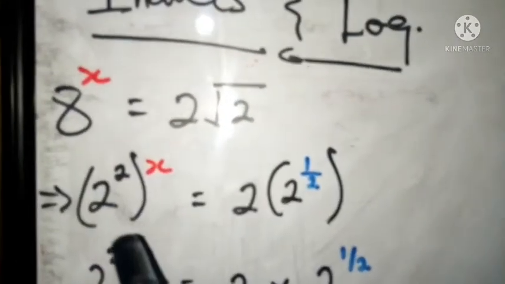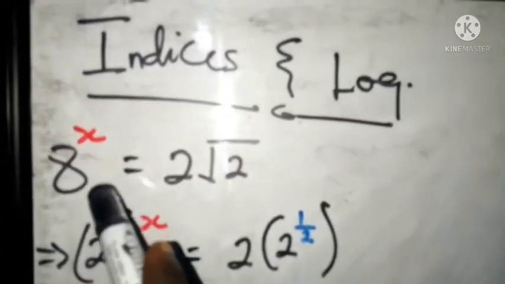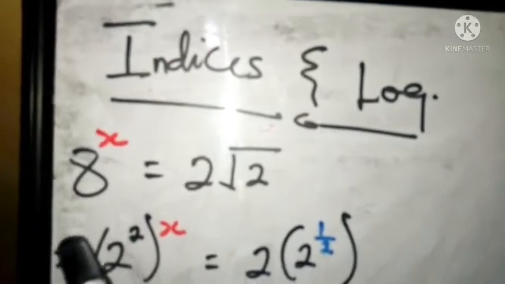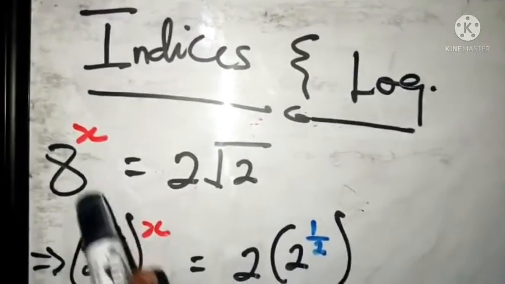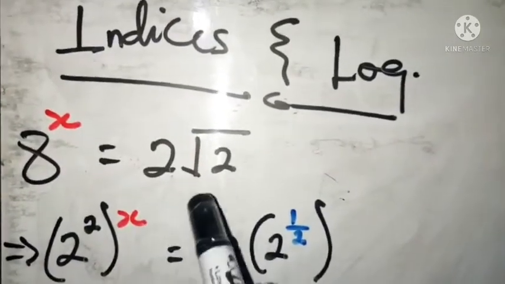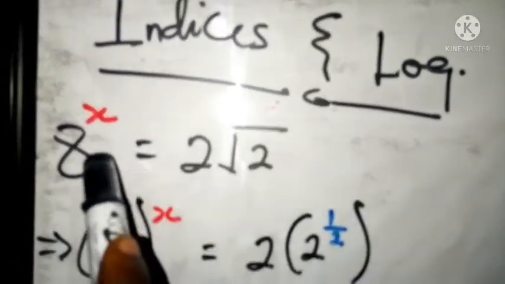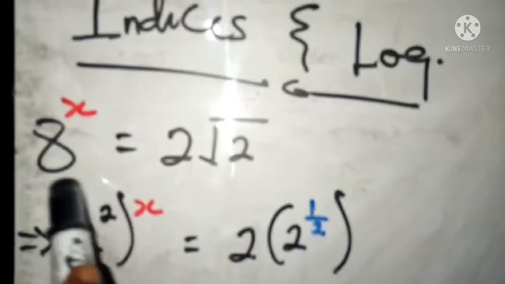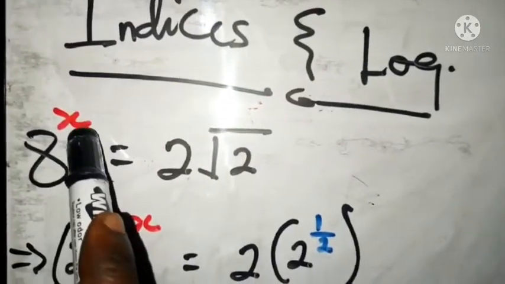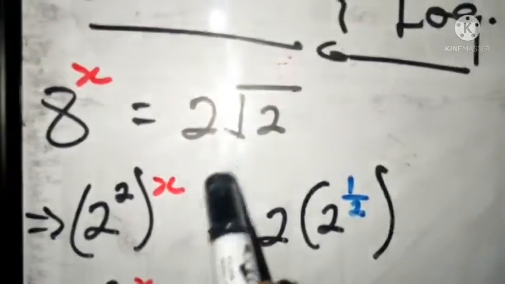The question says that we should find the value of x. Find the value of x if 8 exponent x is equal to 2 root of 2, so 2 multiplied by root of 2. So we should find this x. And this is a pure indices question, because a number is being raised to a certain variable.